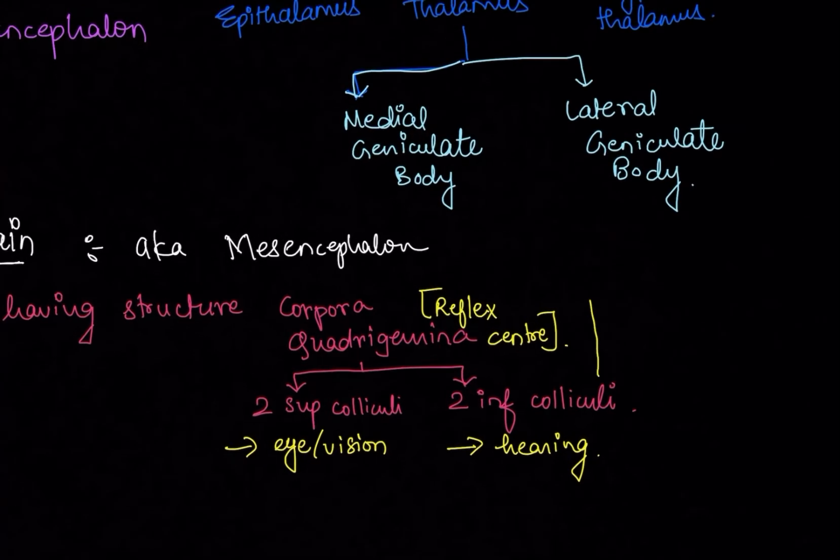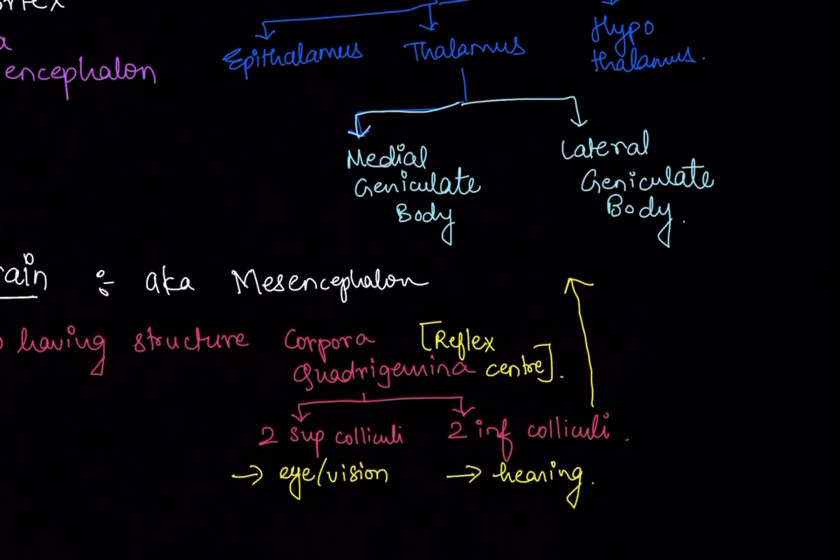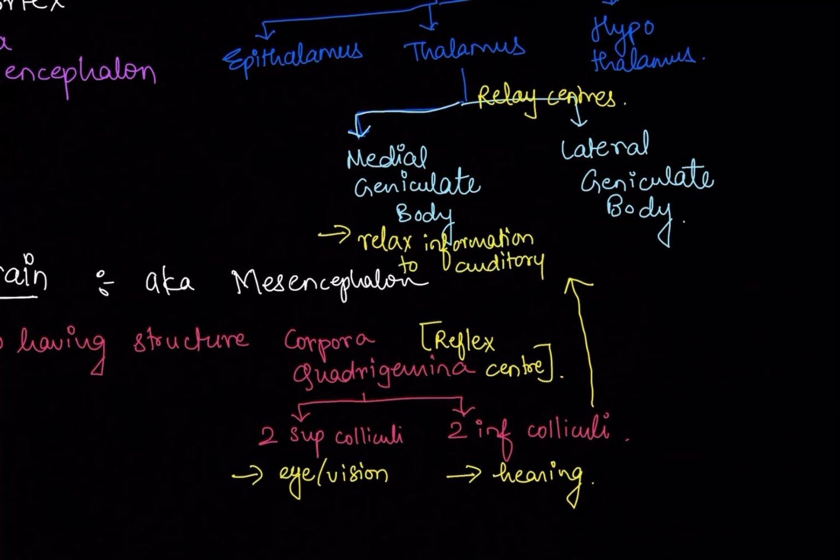The impulse will go to the thalamus, and in the thalamus, the medial geniculate body and the lateral geniculate body, what structures are these? These are the relay centers. Relay centers will relay the information from here to where? The medial geniculate body will take the information from the two inferior colliculi, hearing, and will relay the information to the auditory cortex. That is your temporal lobe, right? Hearing was where? In the temporal lobe.